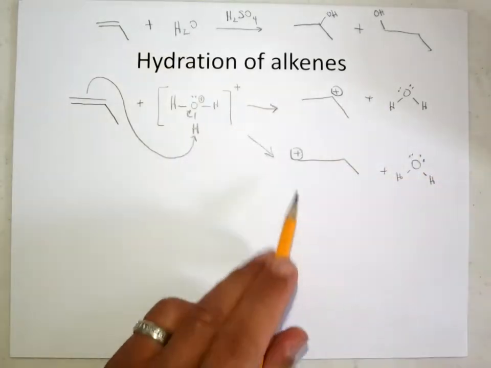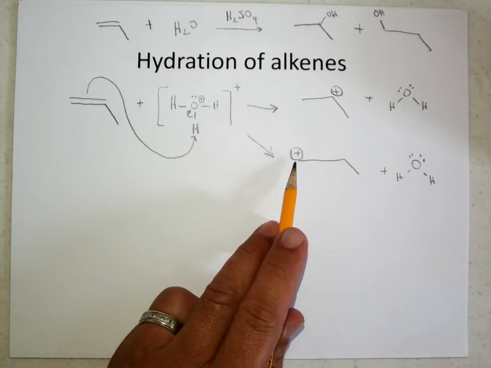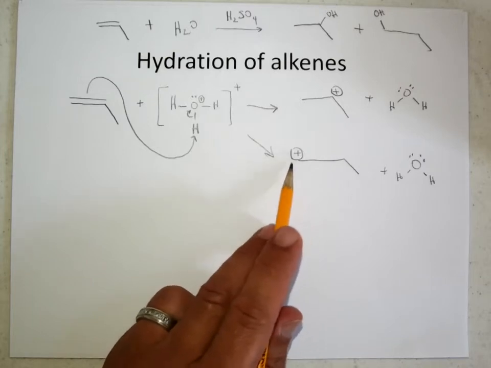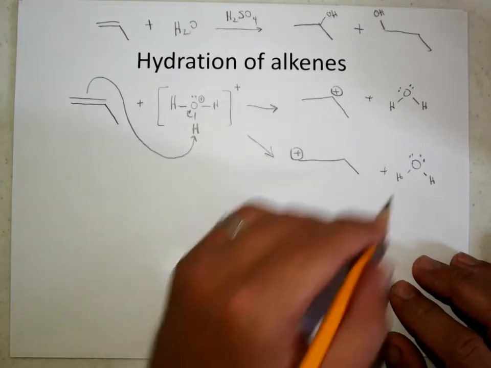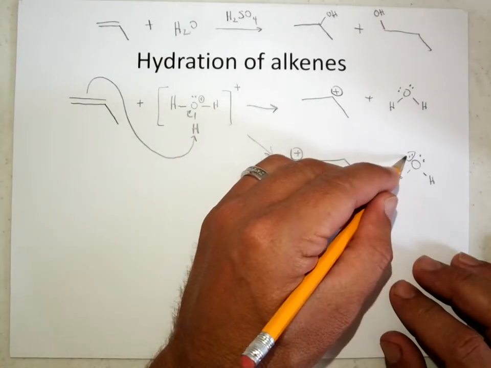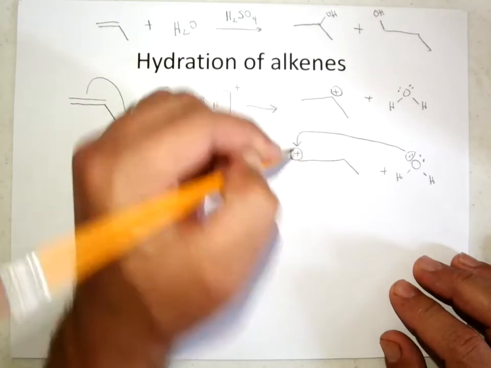Now the carbocation is very reactive, it's very electrophilic, it's looking for any electrons it can find so that it can react and fill the octet of the carbon, that's the carbocation. So what happens in the next step is that an electron pair in the water will go ahead and add to the carbocation.